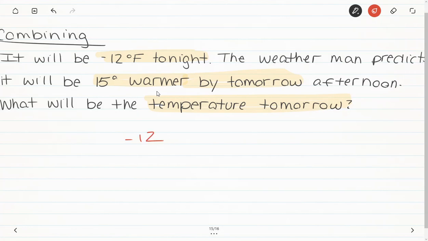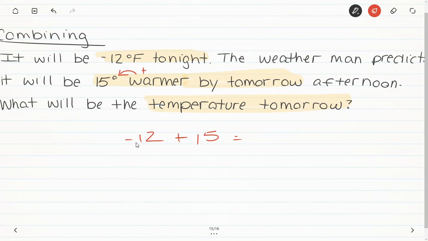And it's getting warmer. When something's getting warmer, that's telling you this is a positive number. So I'm getting warmer, or I'm adding 15 degrees to get my answer. So in this problem, you have multiple methods to solve it.